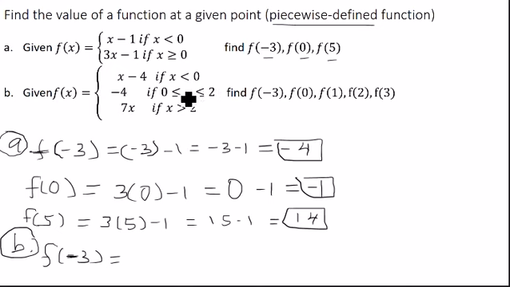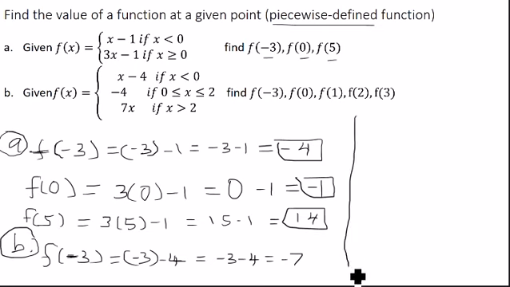So there are 3 branches here. The first branch is for those values of x which are less than 0. The second branch is a small portion of the real line where the values of x are between 0 and 2, including the endpoint, and the last one is to the right side of 2. So we're using the first branch because negative 3 is less than 0. So it's going to be negative 3 minus 4, which is going to be negative 7 as our first answer.